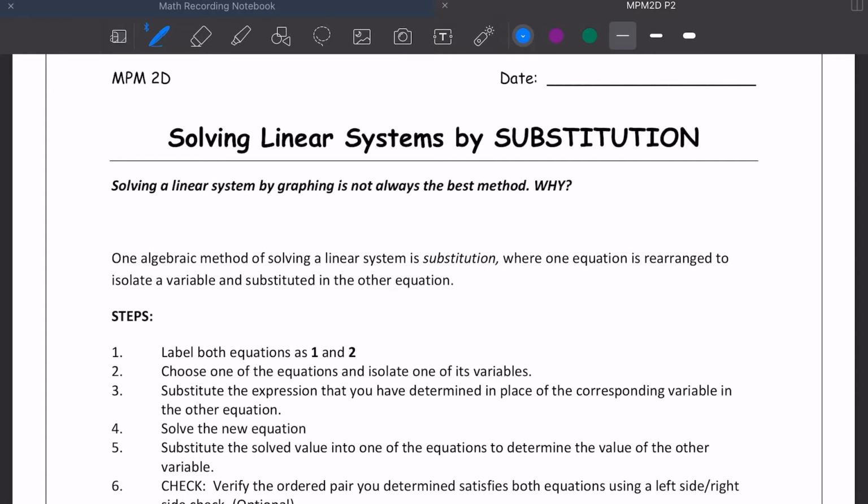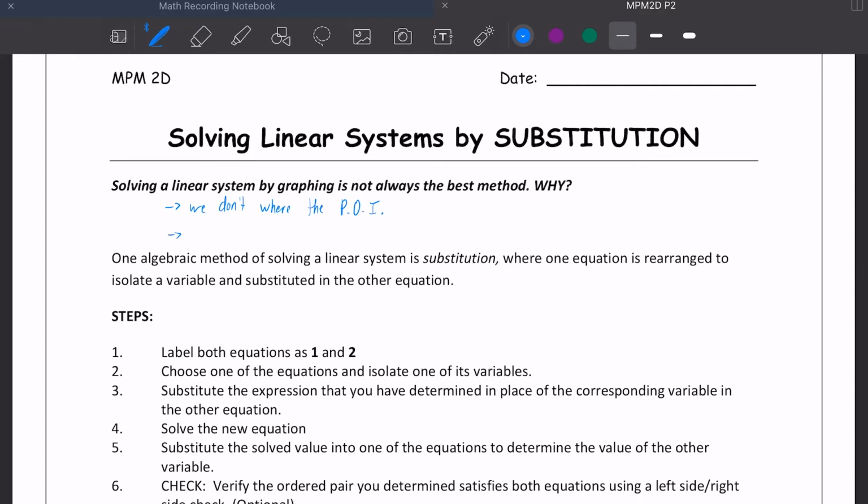The first question we want to think about is why solving linear systems by graphing is not always the best. One, we don't know where the POI is going to be. So it could be over at, I don't know, 250 and 11. It could be at 35 and 2. It may be off your graph. So not necessarily will you be able to plot the two lines and find the POI easily.